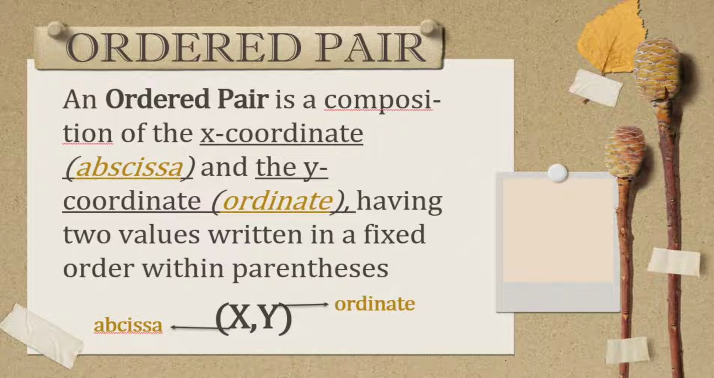An ordered pair is a composition of the x-coordinate, abscissa, and the y-coordinate, ordinate, having two values written in a fixed order within parentheses. And that is the definition of ordered pair. The x and y value must be written in a fixed order. We can also read the x as abscissa and the y as ordinate.